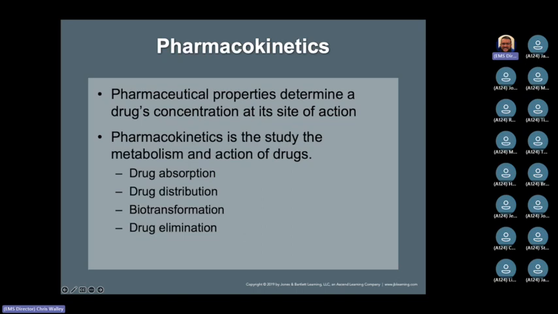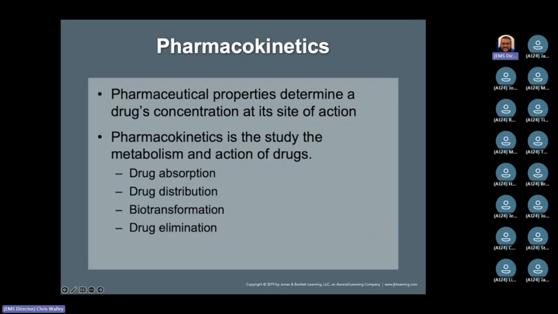A drug action is the result of a physiochemical interaction between the drug and a molecule in the body, such as a receptor. Pharmacokinetics is, once administered, a drug goes through 4 stages: absorption, distribution, metabolism, and excretion. Pharmacokinetics is the study of these 4 stages and the metabolism and action of that drug.